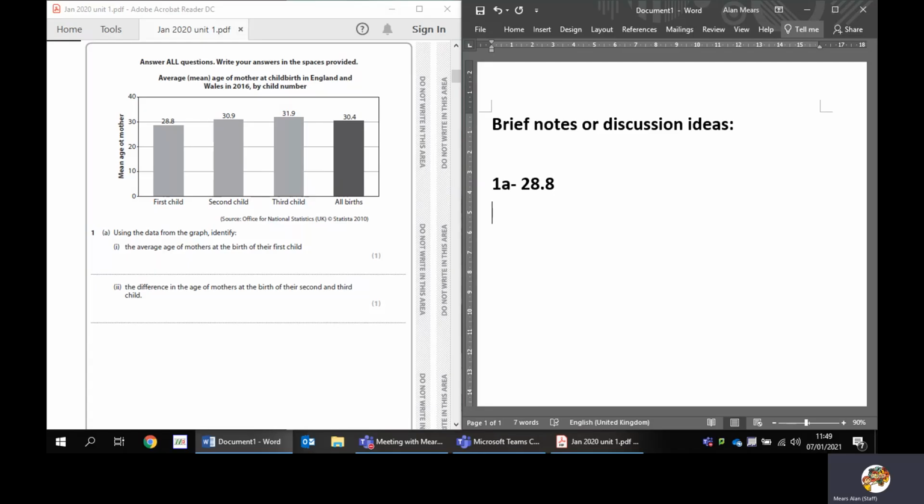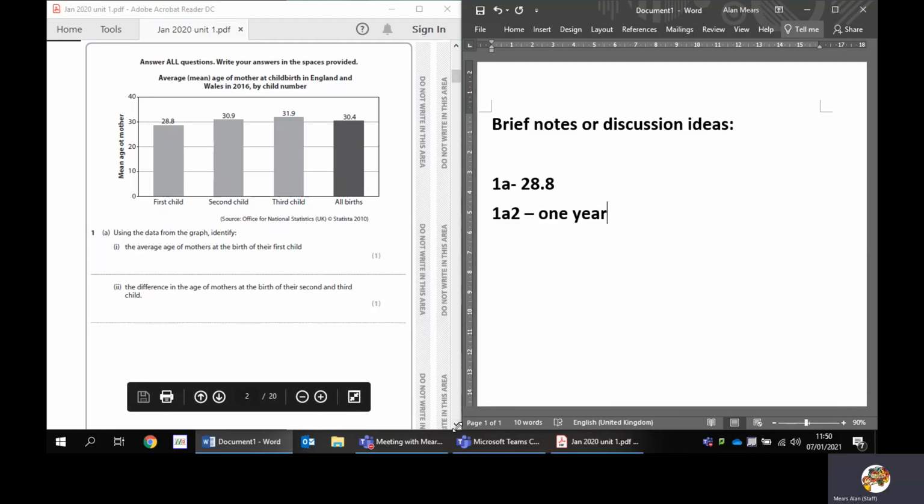Second question, 1A2, the difference between the age of mothers at the birth of their second and third child. Well, you look at the graph, the second child is born at 30.9 years of age, third child 31.9 years of age. So the difference is 1 year. Obviously, as I do, I will make typos, I may misspell things, so just be wary of that. Okay, there we go. Nice, easy. 2 minutes.